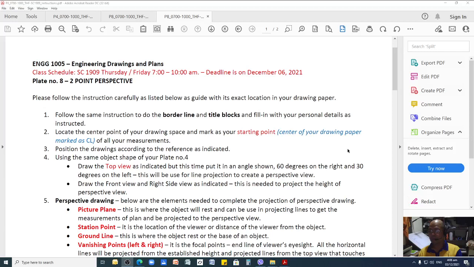Okay, good morning, class. For today, you will be having your plate number 8, which is a 2-point perspective. So, please note that in a perspective drawing, there is no such thing as a fixed limit in how you present a certain object or a view. There are different types of presentation in terms of perspective.